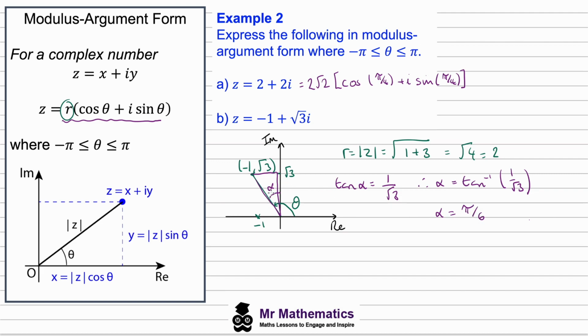So if this angle is pi over 6, and we want the angle from the real axis, then theta will be pi over 2 plus the pi over 6. So you've got 3 pi over 6 plus 1 more, 4 pi over 6, or 2 pi over 3. So this will be our argument, and this will be the radius. So in modulus argument form, z will be 2 multiplied by the cos of 2 pi over 3 plus i sine of 2 pi over 3. Okay?